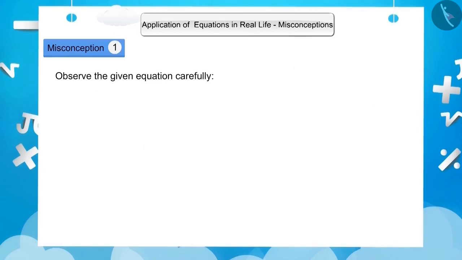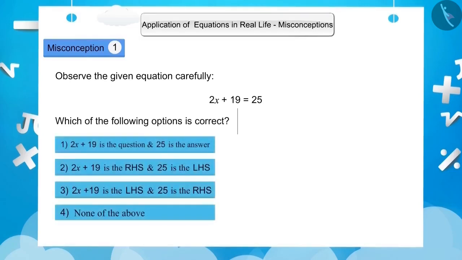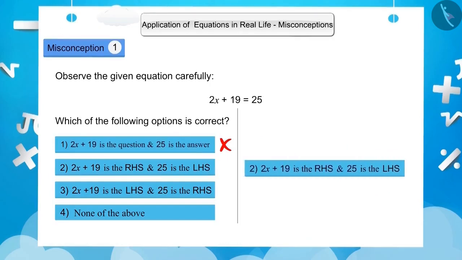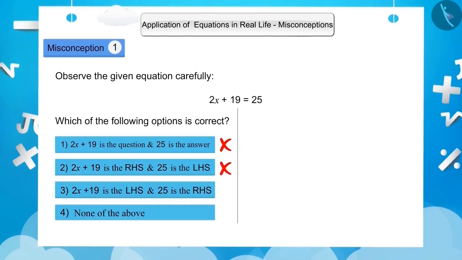Observe the given equation carefully. Which of the following options is correct? We cannot divide an equation as a question and an answer. Therefore, the first option is incorrect. The second option, we already know that the LHS is on the left side of the equality sign and RHS is on the right. But in this option, 2x plus 19 is called the RHS and 25 the LHS. Therefore, the second option is also incorrect.